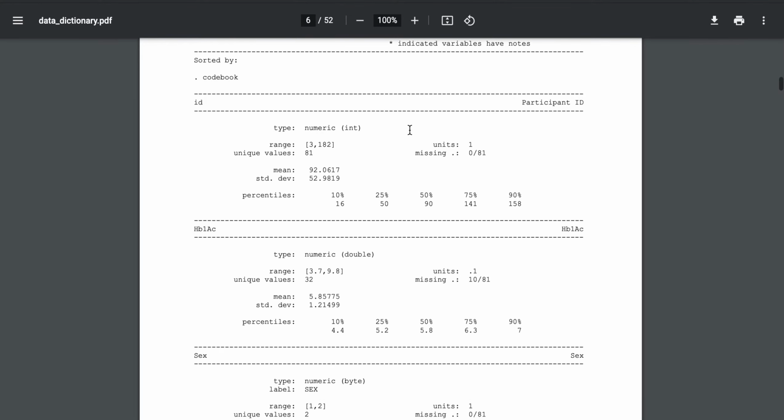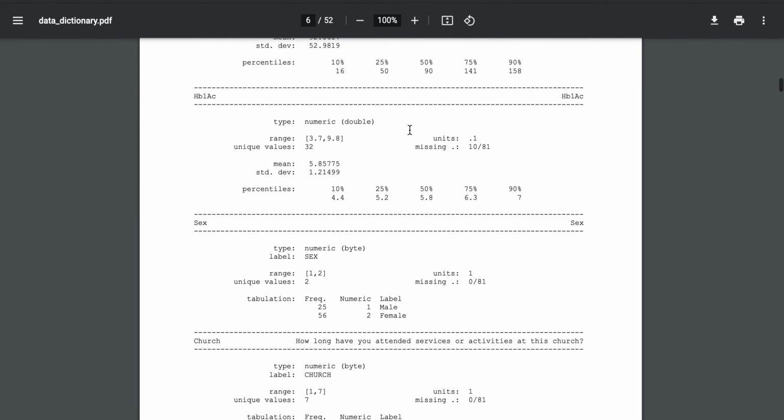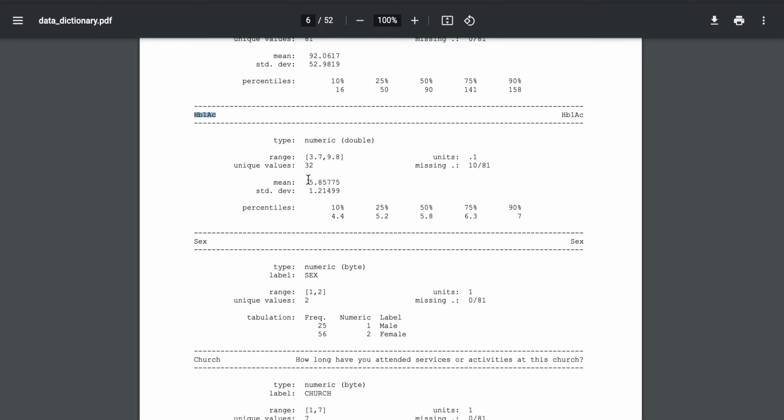And the details are very useful because then you can look at it and they say, okay, HB1AC, the range is from 3.7. There's a summary statistics to 9.8. The mean is this, standard deviation is this, and how many missing values? 10 out of 81. So we have 81 observations and 10 are missing. So we are left with 71, which is not a lot.